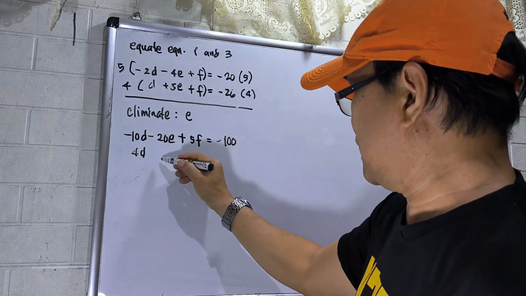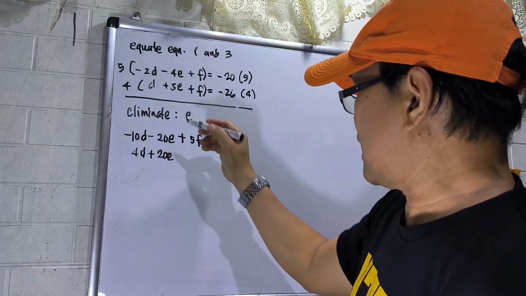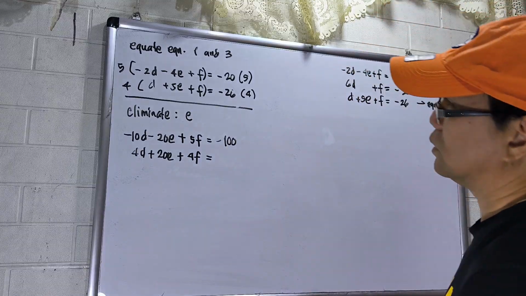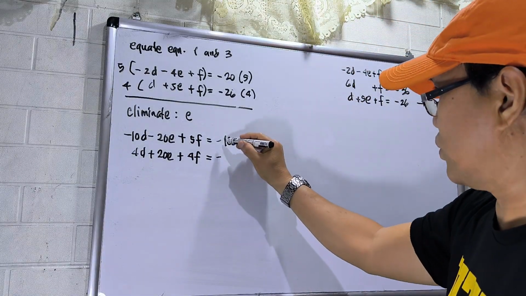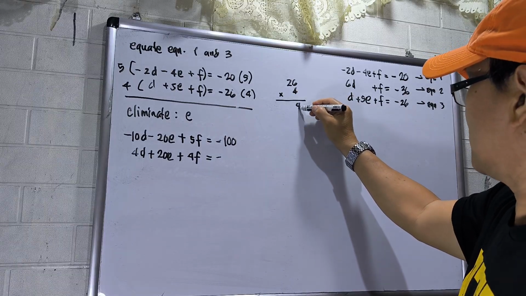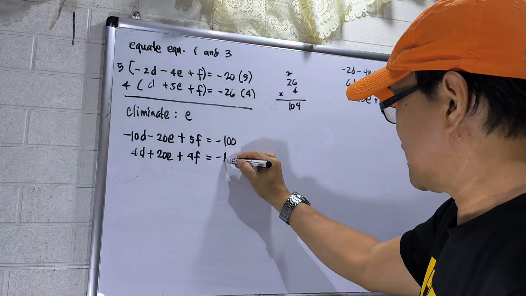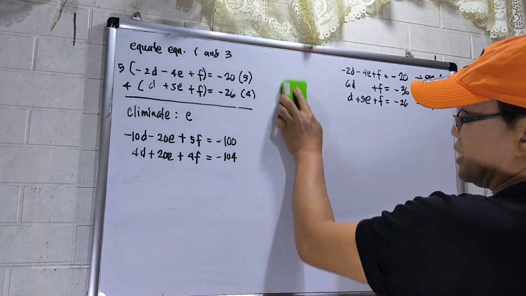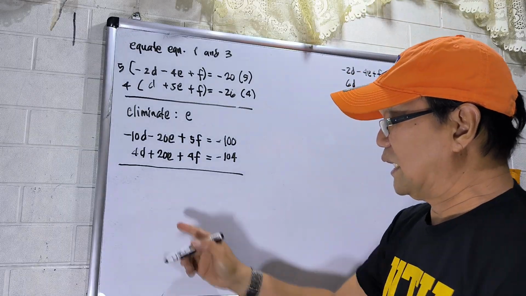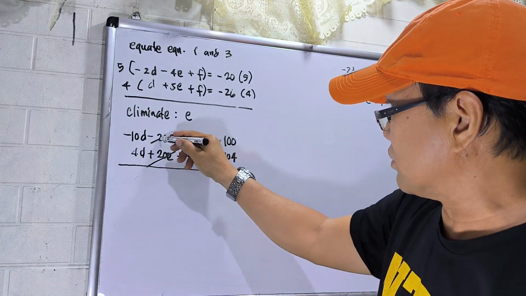Then 4 times 5e is positive 20e. Then 4 times f is 4f, equal to 26 times 4. That is 24, carry 2, 8, 10, 104, so negative 104. Take note, the first equation has negative 20e and the third equation has positive 20e, so this will be crossed out.